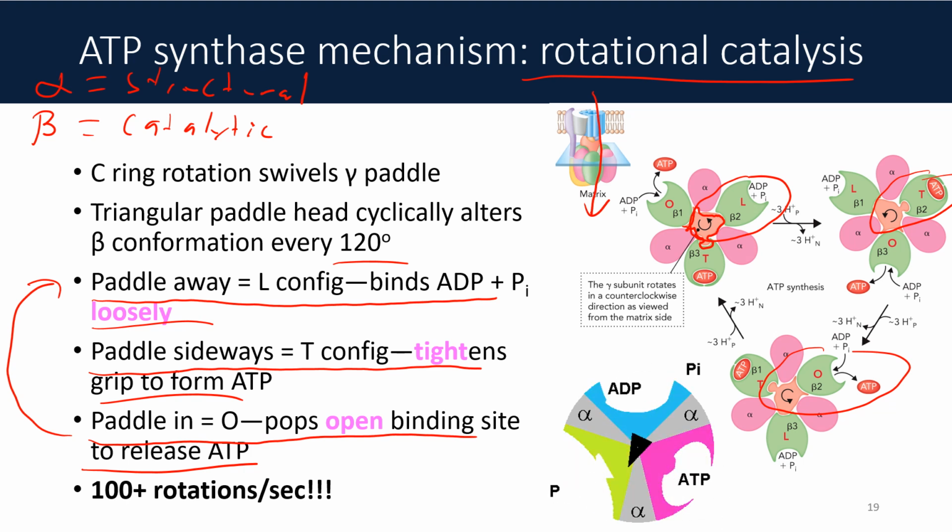And this process is quite fast. It happens about 100 times every second, and there are 3 beta subunits all operating at different stages. It works just like a car engine when you think about it. When it's open, that's going to be fuel intake. When it tightens, now you've got ignition. And then when it opens again, you get exhaust. And then you repeat that cycle.